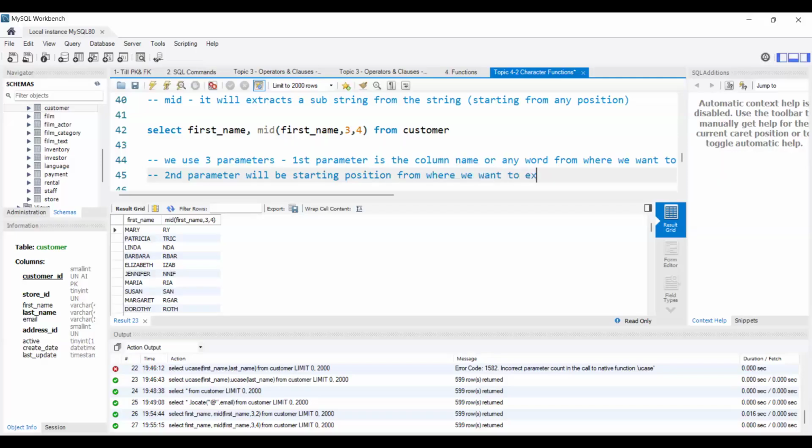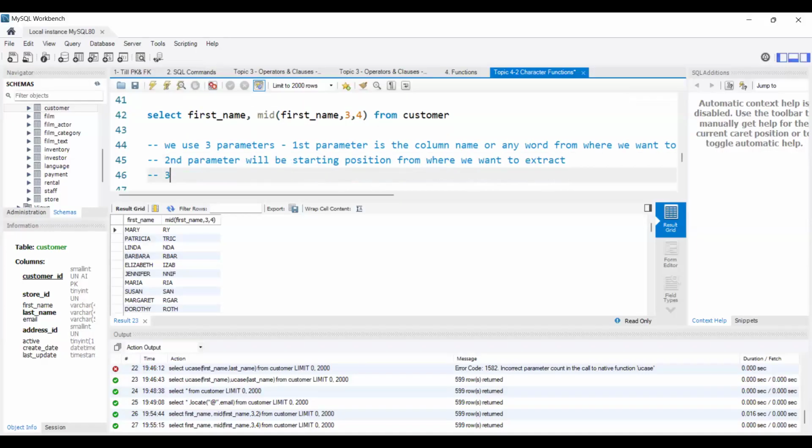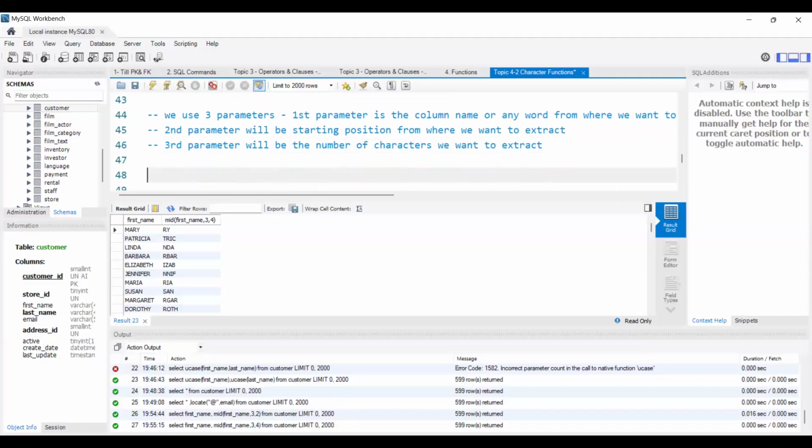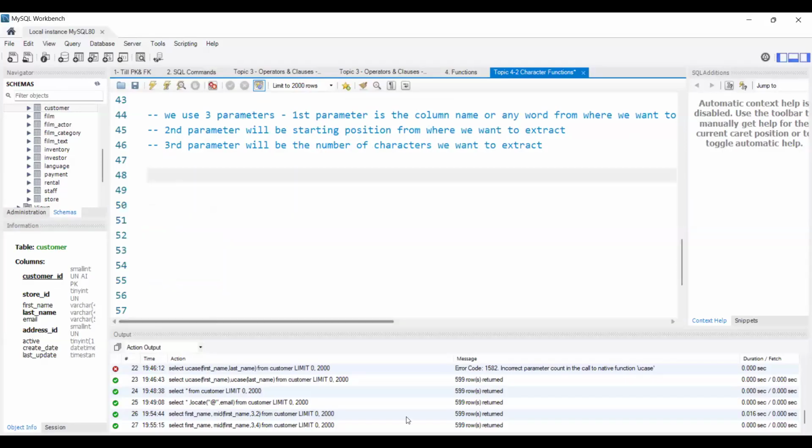From where we want to extract, right? And the third parameter will be the number of characters we want to extract. I hope this is clear for you. This will be the column name and this will be the starting position. In this column name, I want to extract from the third position, and from the third position, I want to extract this number of characters. Like I want to extract 4 characters like that. Okay, just go through this, you can understand clearly.